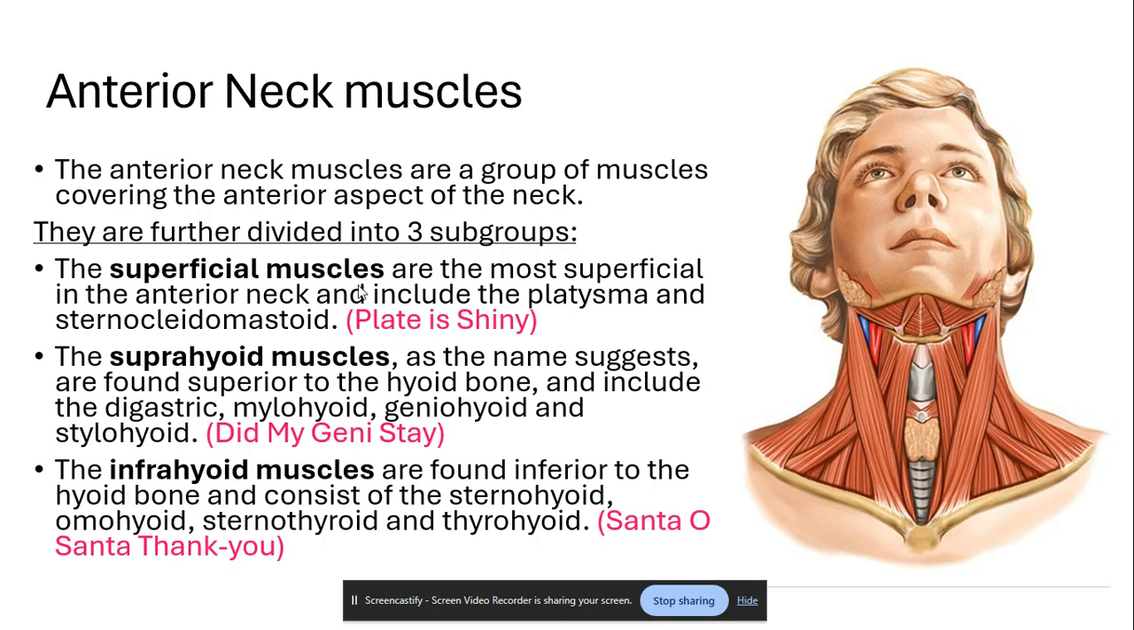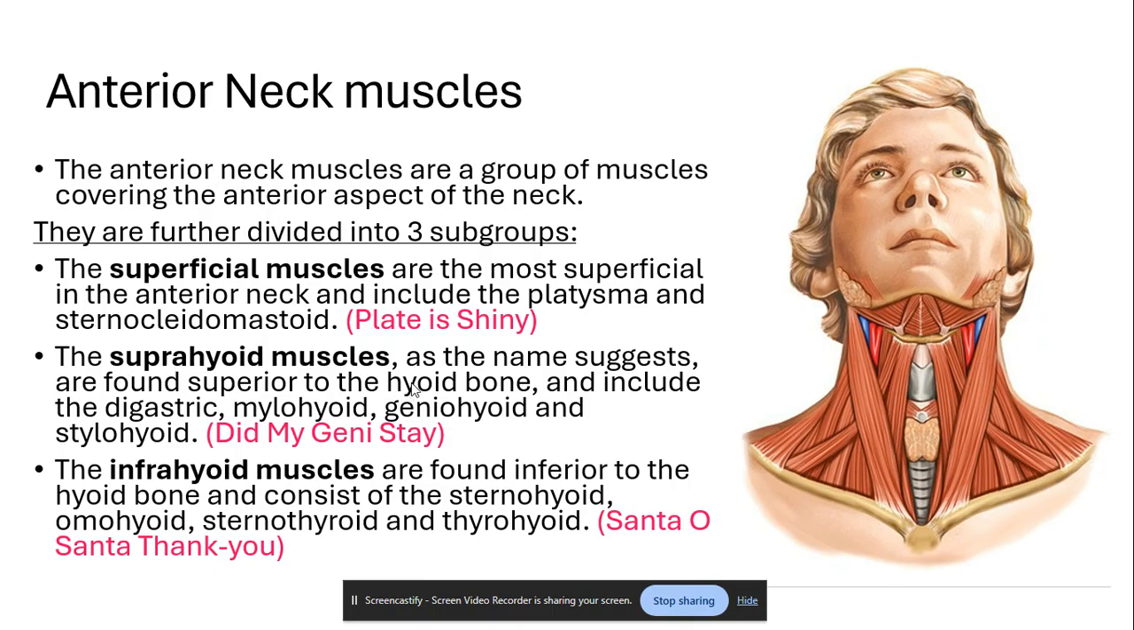Superficial muscles are the most superficial in the anterior neck and include the platysma and sternocleidomastoid. So you can remember, the plate is shiny: P for platysma, and shiny for sternocleidomastoid. So these are superficial muscles, and you can remember this mnemonic.